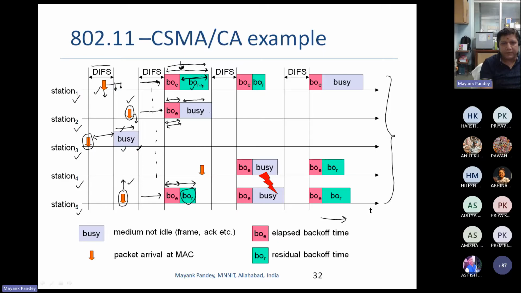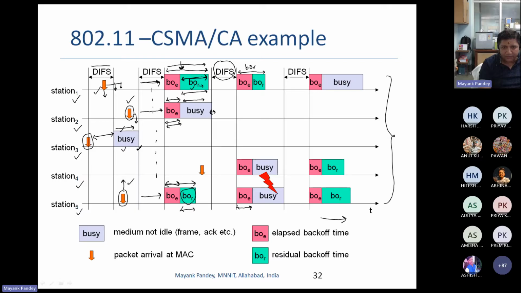Again, the medium will become free after station 2 has transferred the frame. Station 1 again waits for DIFS. And now it just waits. It will not choose again a value from the contention window. It will start waiting for the BO residual, for the time that was remaining. Station 5 will start waiting for the residual.